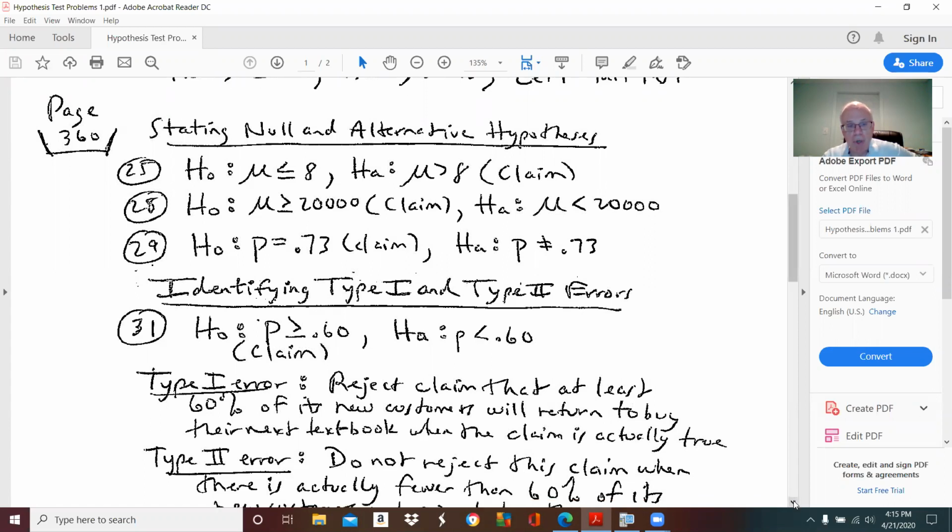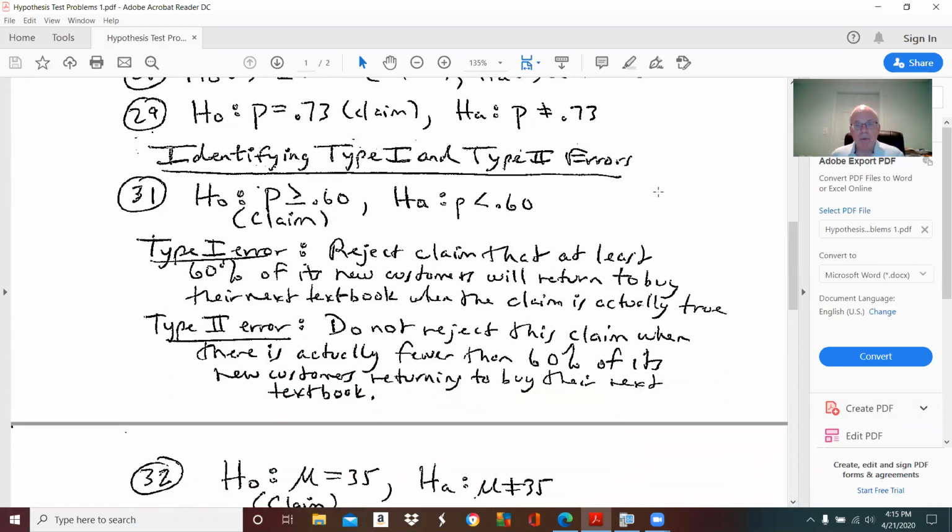Now that we've written down the null and alternative, let's talk about type 1 error. The type 1 error means we reject the null and we go with the alternative. And unfortunately, with the type 1 error, the null is true. So we have enough evidence to reject the null, go with the alternative, but in reality, the null hypothesis is true. So how do we state that in words? We would say we would reject the claim that at least 60% of its new customers will return to buy their next textbook when the claim is actually true.